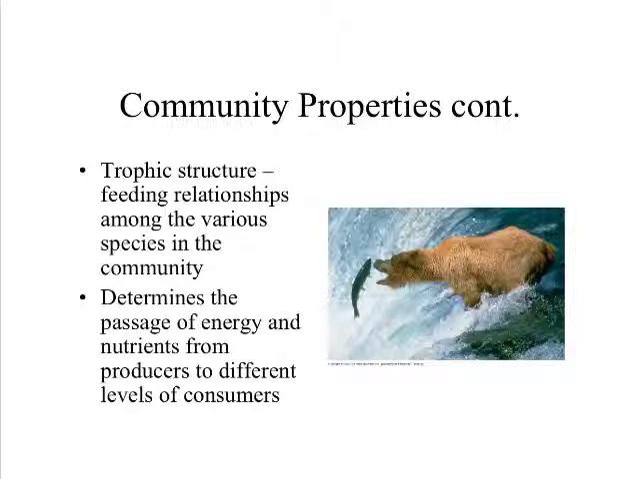The last property of communities is the trophic structure. This is the feeding relationships among the various species in that community. And this trophic structure is going to determine the passage of energy and nutrients from the producers, right, the autotrophs, the plants in that community, to the different levels of consumers or heterotrophs in that community.